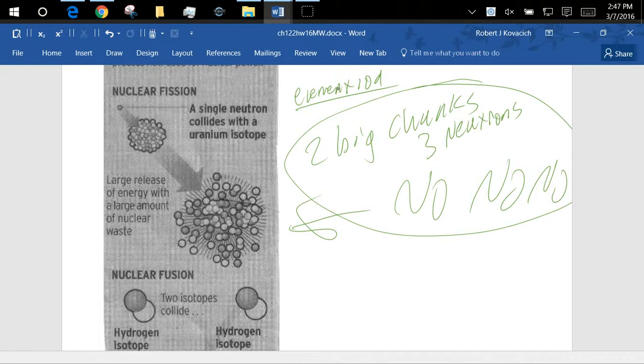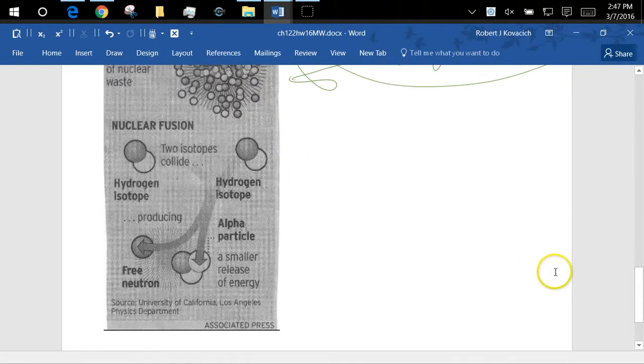This woman is a genius. She just figured out a way to not worry about waste products, except it's not true, right? These two big chunks are radioactive for a very, very long time. So no, this doesn't exist. What's wrong with this picture?